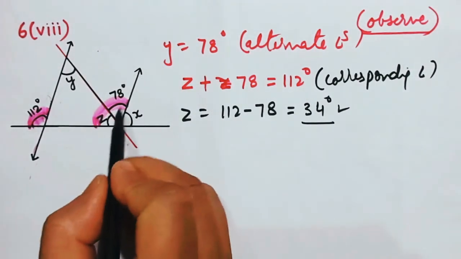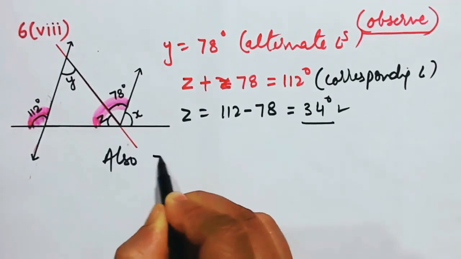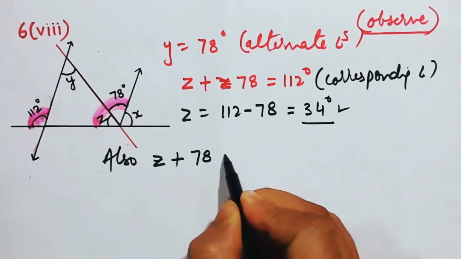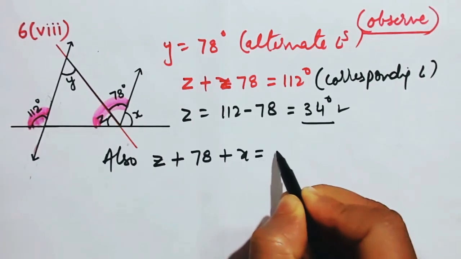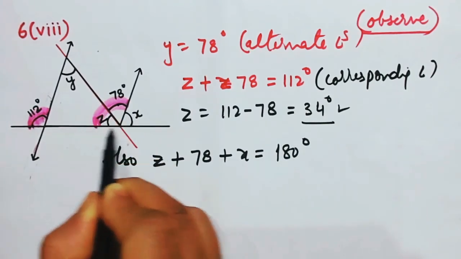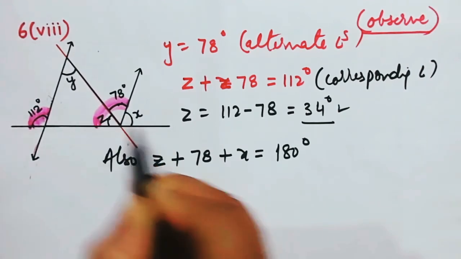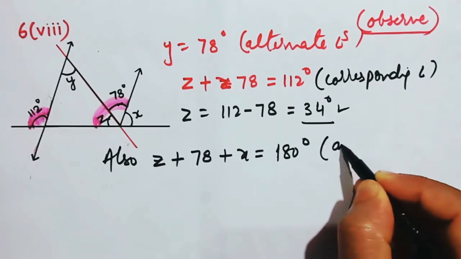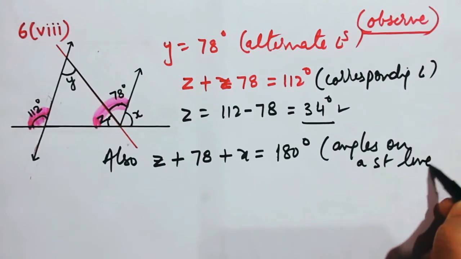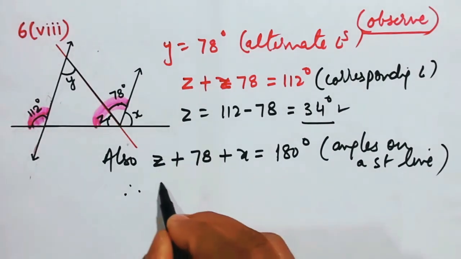Now Z plus 78 plus X is equal to 180 degrees, because these are angles on a straight line. On a straight line, the sum of the angles will be equal to 180 degrees. Angles on a straight line. Therefore, what is the value of Z?